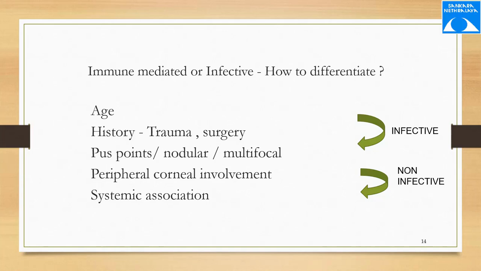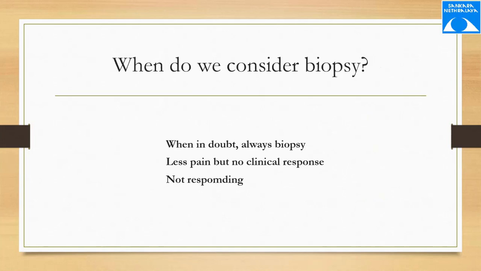When you have pus points and multinodal involvement, please think of a diagnosis of an infectious scleritis. Of course, when you have sterile infiltrates in the cornea or your systemic investigations are positive, you're going to possibly think of an immune-mediated disorder. Like I said, there can definitely be overlap between these. So when then do you consider a biopsy? When in doubt, always consider a biopsy.